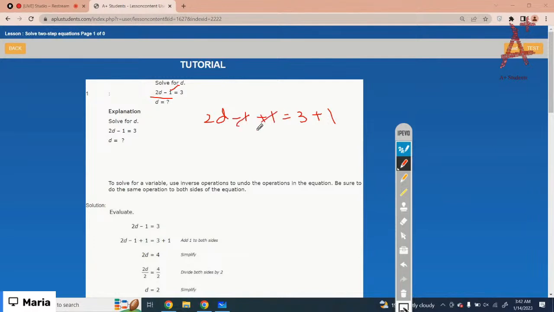1 minus 1 makes 0, so you are left with 2d here, and 3 plus 1 is 4. Now you have to isolate the d. You have to remove that 2 also, and 2 is multiplying d, isn't it? So opposite to multiplication is division. Divide both sides by 2. It would be d equals 2 times what number is 4? 2 times 2 is 4, so that would be d equals 2. Got it? The correct option is d equals 2 for this question.